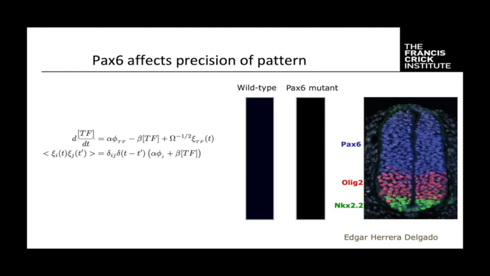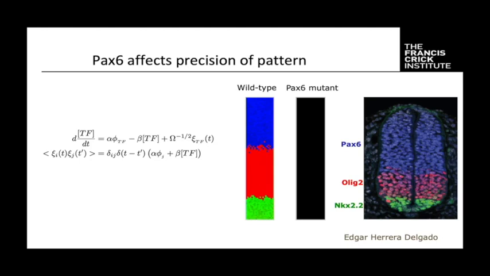So one thing we did to begin to address this was just take the deterministic ODE model I've already shown you and add a stochastic term to this, using chemical Langevin equations to approximate molecular noise. When we do this to the wild-type simulations, you continue to get the NKX22 domain and a boundary between NKX22 and OLIG2, but now there's some stochastic noise in the system, so the boundary is no longer absolutely precise.